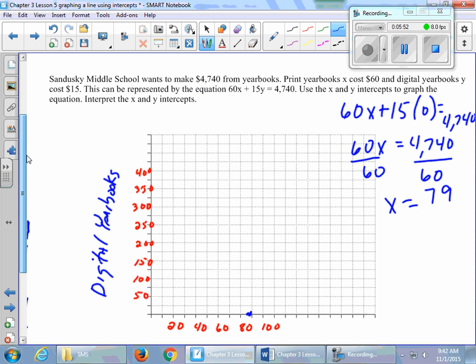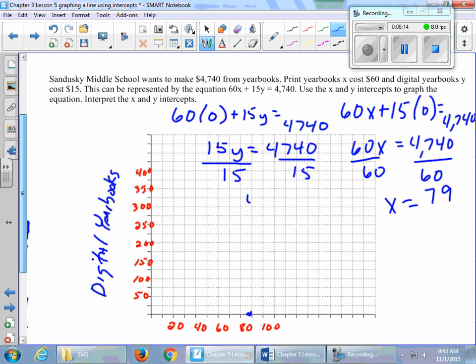And once again, we're going to plug in 0 for x this time: 60 times 0 plus 15y equals 4,740. Okay, 60 times 0 is 0, so that gives us 15y equals 4,740. We're going to divide each side by 15, as we did in Chapter 2, and we get y equals 316. So we go to our y-axis, go up to 316 approximately, and put a little line there. Now we're just going to make our graph. We're going to connect our dots.